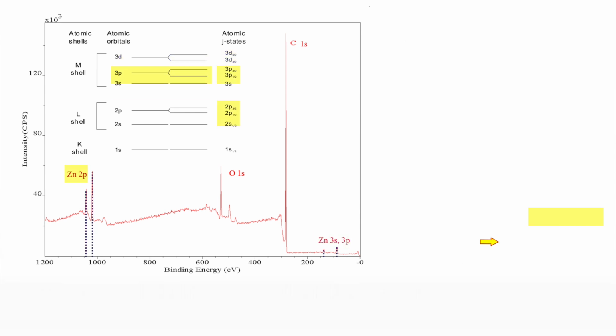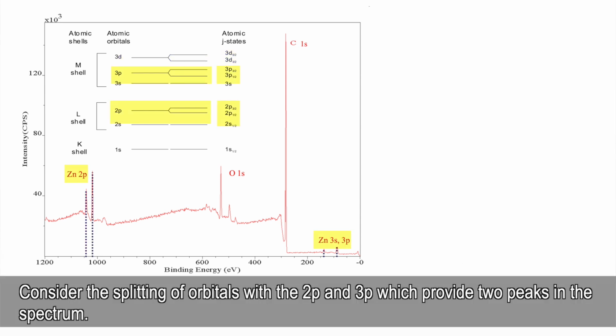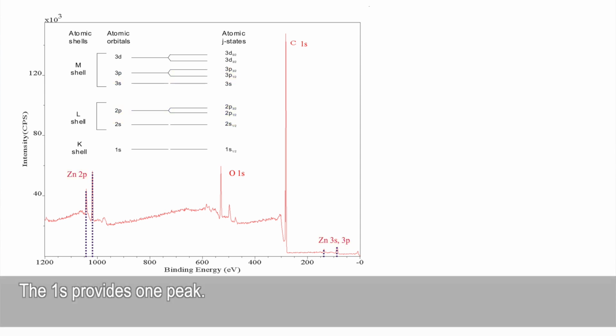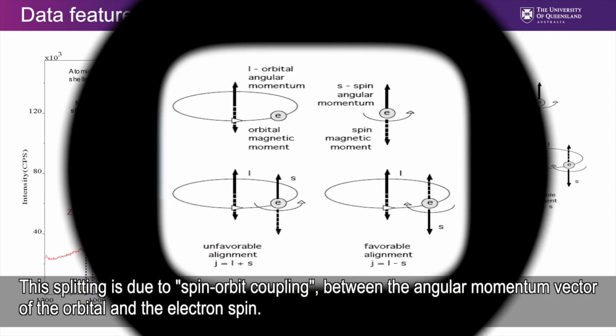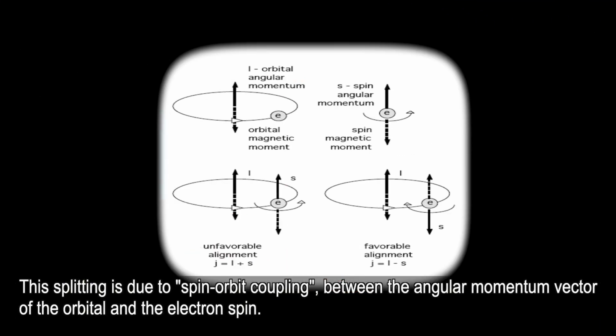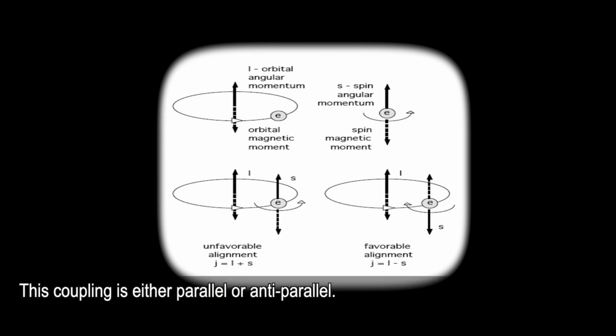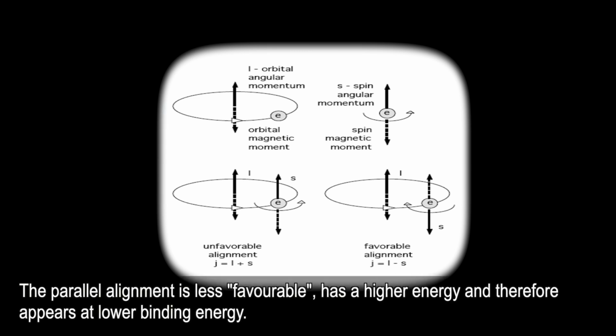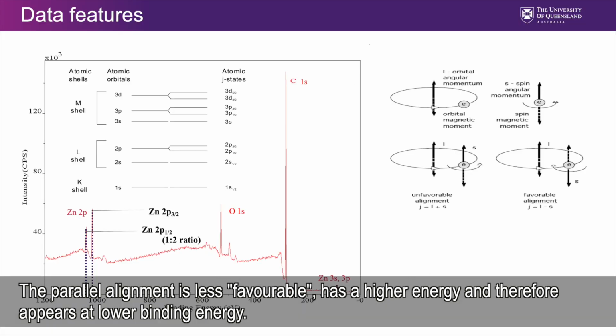Other things to consider, for the 2p and the 3p, we actually get splitting of the orbitals. So we've got two peaks for the 2p and the 3p, but for the 1s, we've only got one peak. The splitting is due to spin-orbit coupling between the angular momentum vector of the orbital and the electron spin. So the coupling is either parallel or anti-parallel. When there's a parallel alignment, this is less favourable and is therefore at a higher energy, and so it appears at slightly lower binding energy.